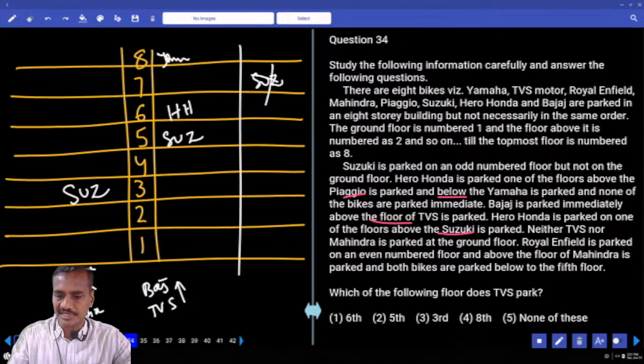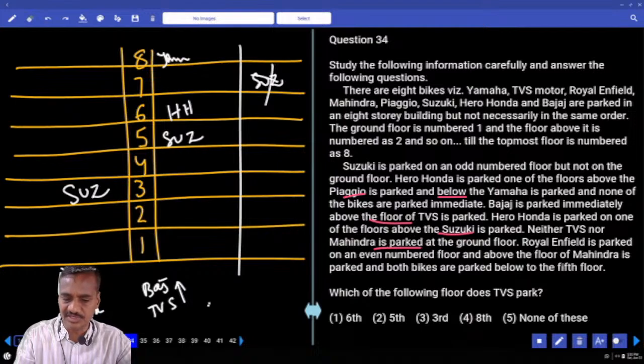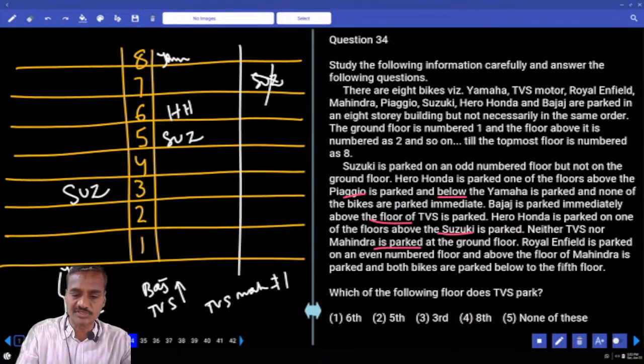Then neither TVS nor Mahindra is parked on the ground floor. Neither TVS nor Mahindra is on the ground floor, so Bajaj and TVS cannot be here.